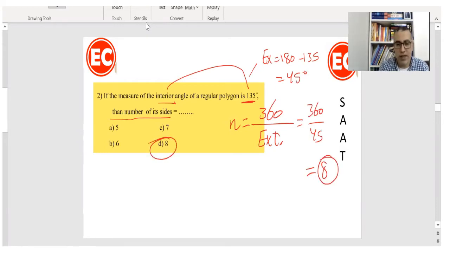And if you know that the measure of the interior angle of a shape of 8 sides is equal to 135, you can pick your answer directly. But here is the rule for how we can find the number of sides by being given the interior angle.